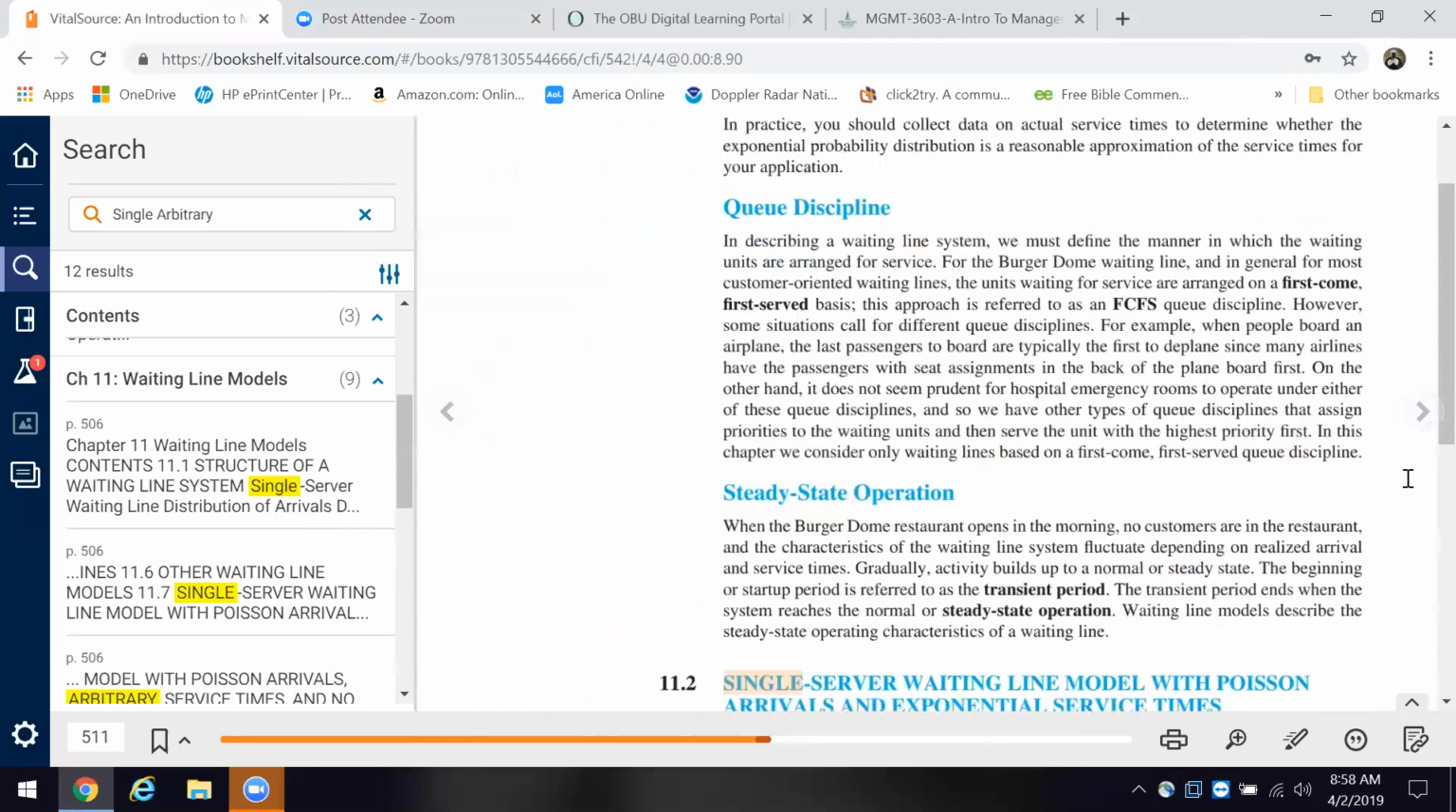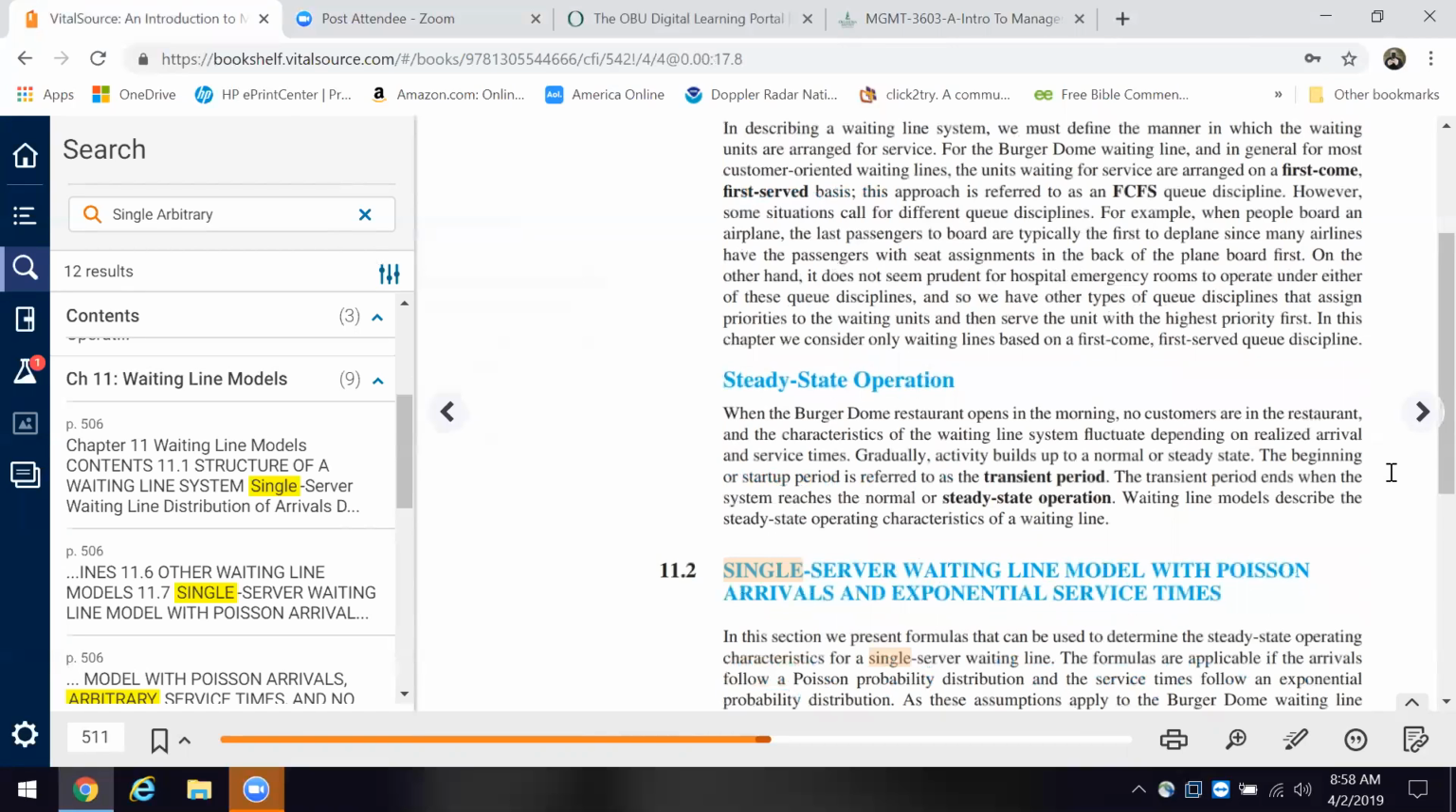Now, it has some things like queue discipline, and that could be first come, first served. So whoever shows up first at the line at Six Flags gets to ride on whatever ride you want to get on. Then we have a thing called a steady state operation. What that means is activity builds up and we get things done and then we hit a steady state. In other words, that system has people to take care of and those people get taken care of, and so we're back at a steady state.